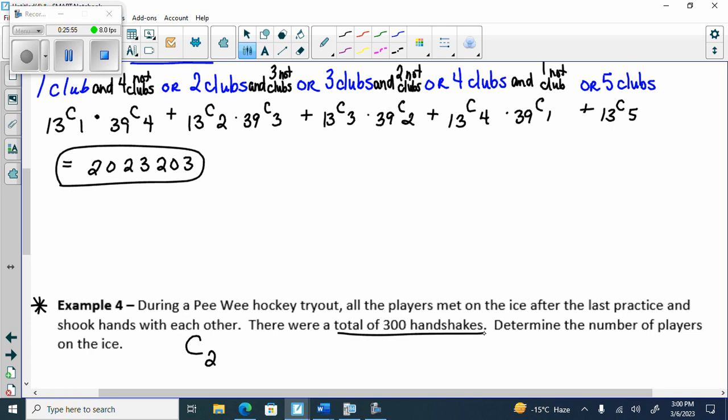Now, here it says there were a total of 300 handshakes. I gave the answer, right? I gave what the answer would be when we're done. So that's going to be equal to 300. Determine the number of players on the ice. What am I making you find? N, right? What do we know about N? It needs to be greater than or equal to R. So I could go 2C2, 3C2, 4C2, 5C2, 6C2, 7C2, right? Figure it out. See what gets you 300.